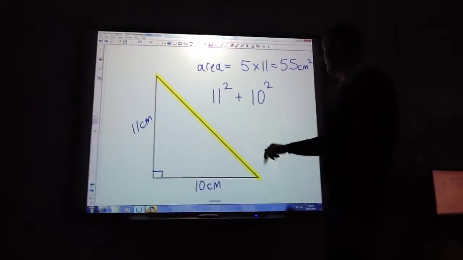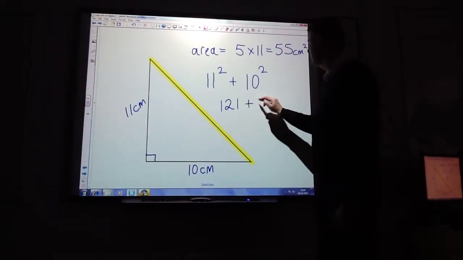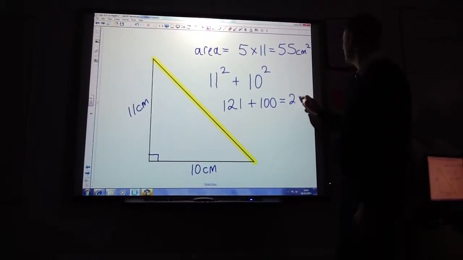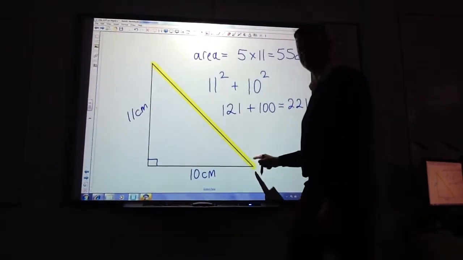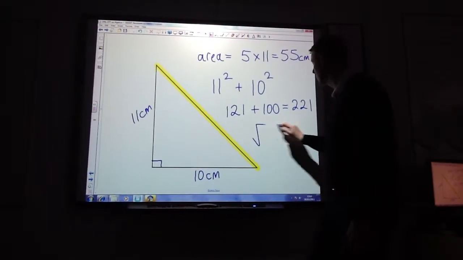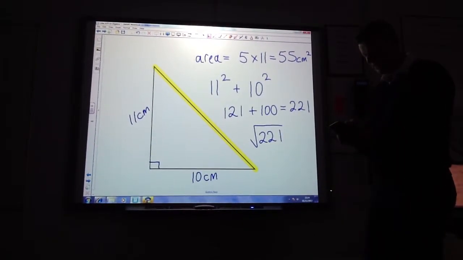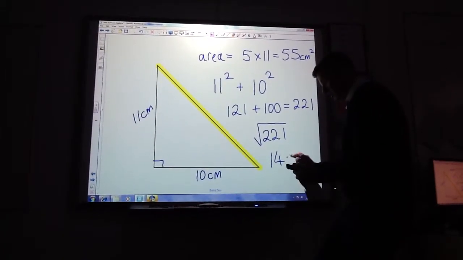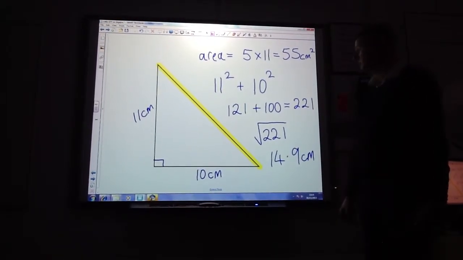So 11 squared would be 121, 10 squared would be 100, and that gives us 221. Now this is not 221 centimetres. To finish, we've got a square root 221. And again, on your calculator, square root of 221 would be 14.9 centimetres to 1 decimal place.